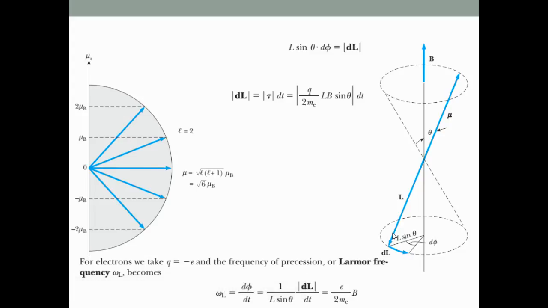That is omega L equal to d phi by dt, that is equal to 1 by L sin theta dL divided by dt, that is equal to eB by 2me. And we have the doubt, what is the use of this Larmor frequency? It is the important parameter that introduces the quantum of energy, that is h cut omega L, that is associated with this Larmor frequency. And this energy is related to the work required to reorient the atomic moment against the torque of the applied field.